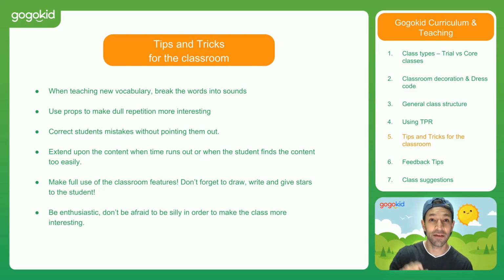Tip number 5. Make full use of the classroom features such as drawing, writing text, and giving stars to the students. And a note about the stars. Since there is a maximum of 5 stars that can be given in the classroom, we also suggest that you come up with your own reward system. You can use some stickers, some props, or some drawings as your reward system. Personally, I like to draw pictures for the students. They find it very entertaining and interesting.